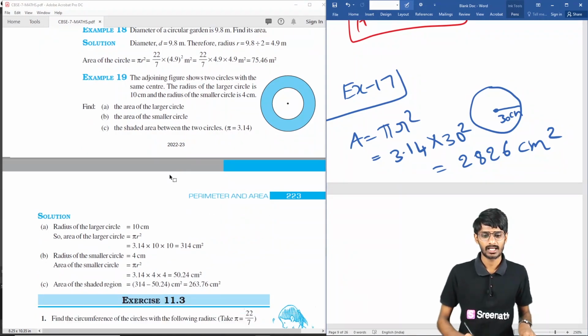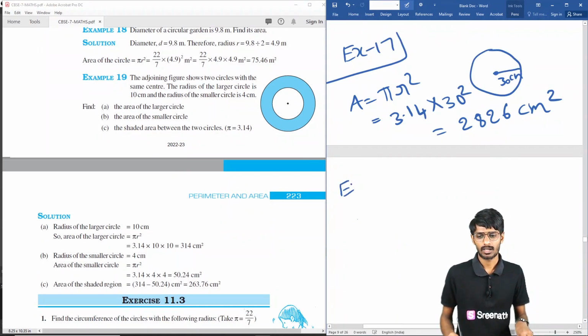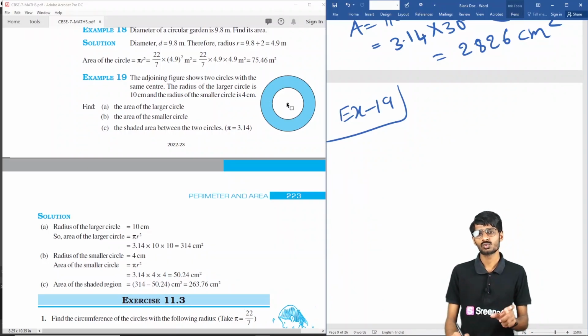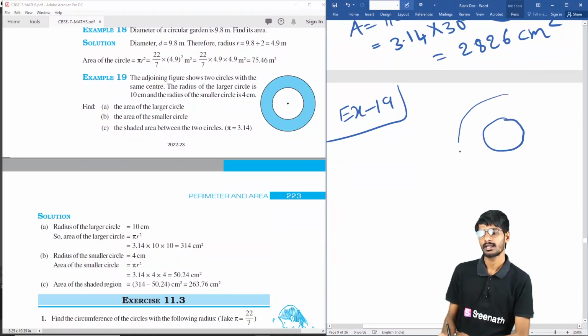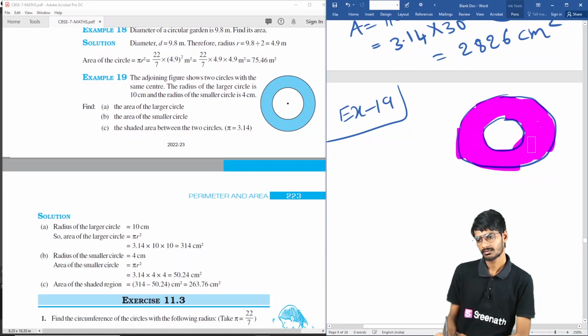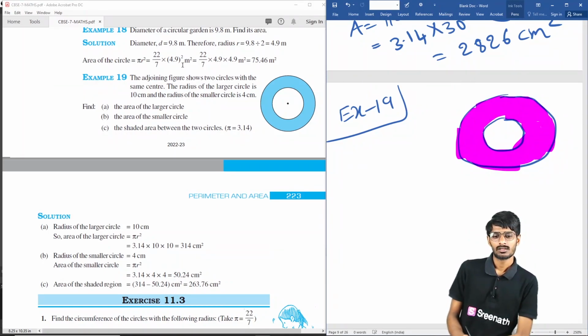And here there is a problem, Example 19. The adjoining figure shows two circles. Here we have two circles, students. One is a circle and another is a circle. So I am going to shade it. This is the second circle. Both have the same center.